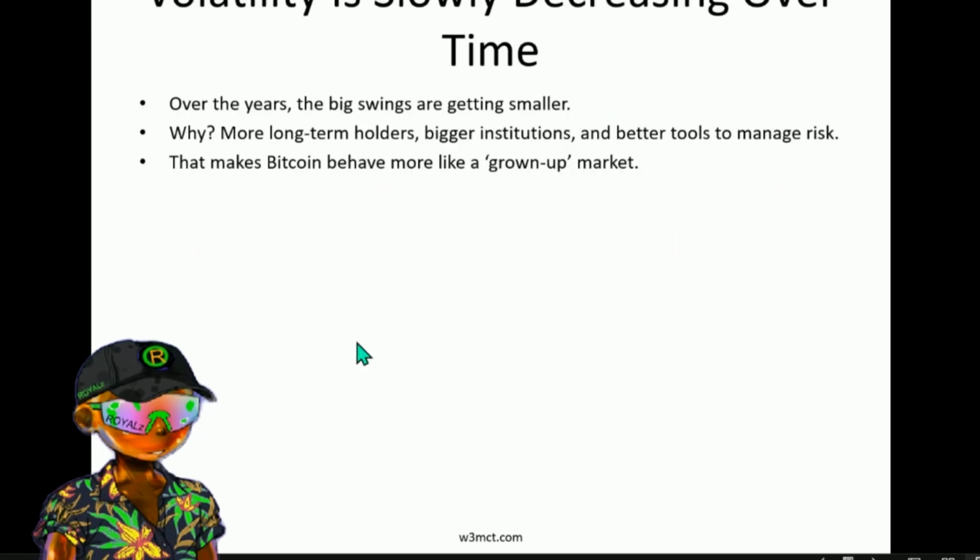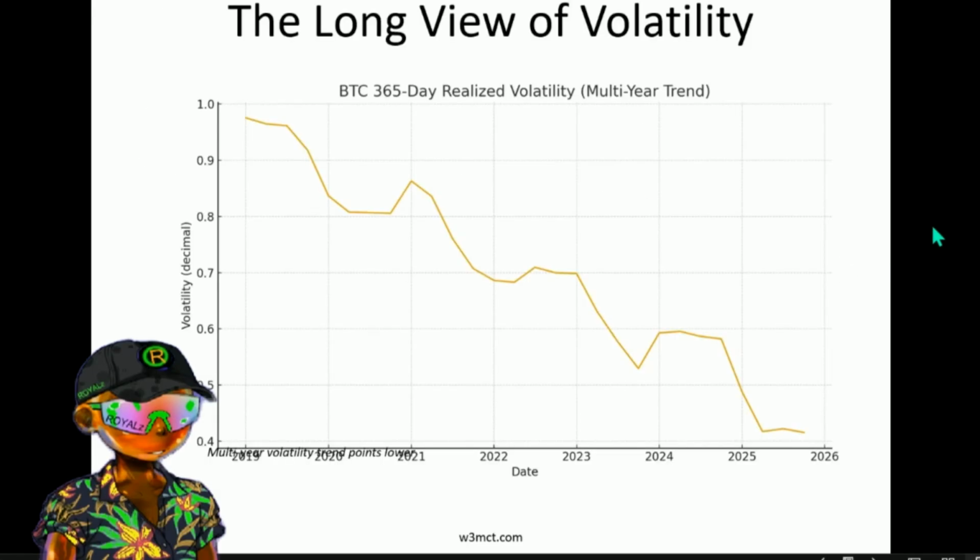Now, volatility has been slowly decreasing over time. Over the years, the big swings are getting a little bit smaller. Why? Well, potentially there's more long-term holders, bigger institutions, and better tools to manage risk. Or maybe Bitcoin's starting to behave like a quote-unquote grown-up in the market. I don't know. But this is the long view of volatility.